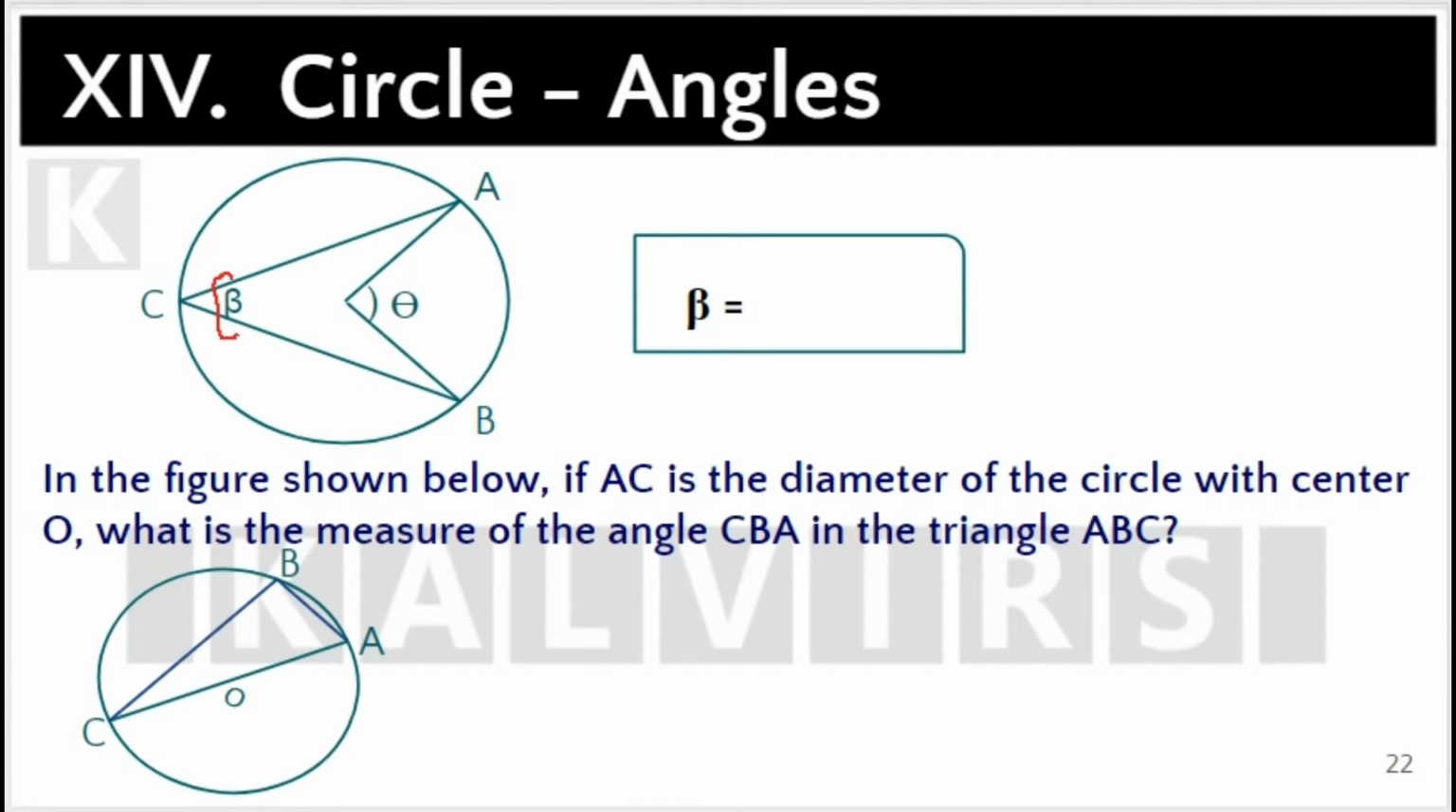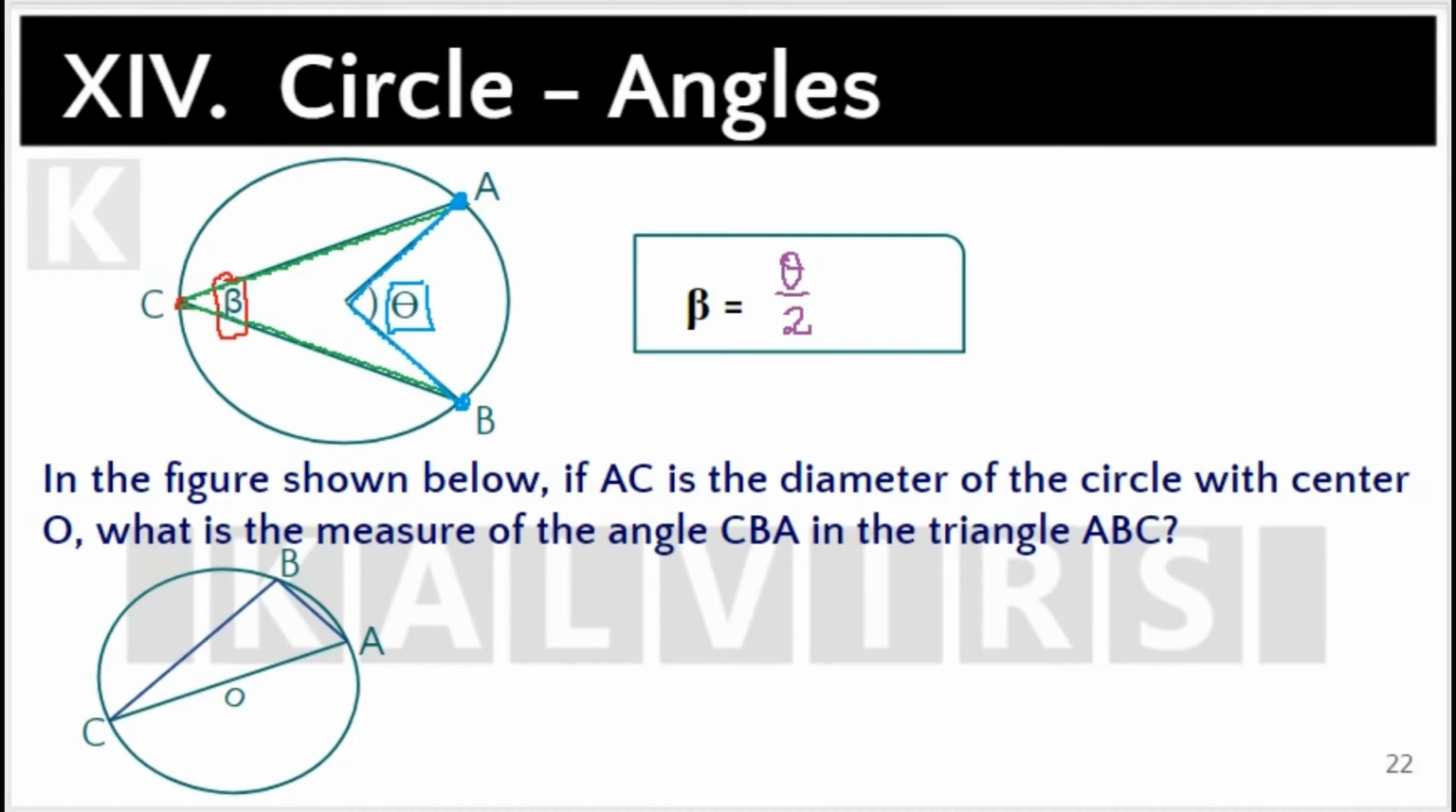An inscribed angle is an angle whose vertex is on the circle and whose sides are chords of the circle, chord CA and chord CB. If an inscribed angle and a central angle intersect the circle at the same points, point A and point B, then the degree measure of the inscribed angle is half of the central angle. Beta is half of theta.